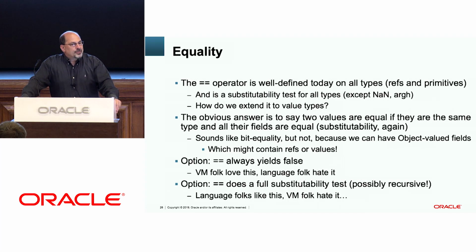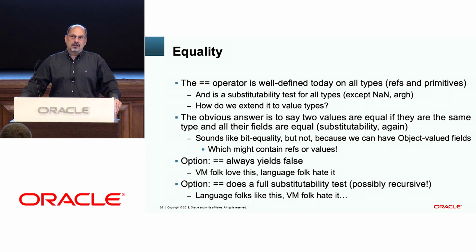Another interesting question that comes out of the L-World hypothesis, which says that everything is an object, is, okay, what does the equal operator mean? Well, currently, for all the types we have today, asterisk, asterisk, the equal operator means, are these two values substitutable for each other? Are these two references to objects references to the same object? Are these two integers the same integer? And with the exception of floating point NaN, the equal operator is a substitutability test for everything we have now. So the obvious answer is to say that it should be a substitutability test on values as well.